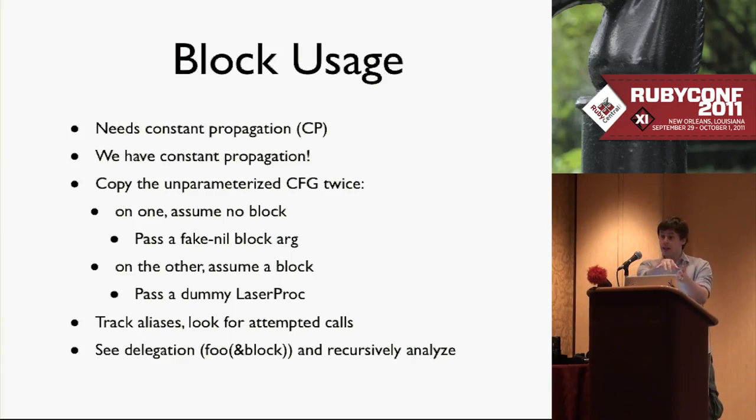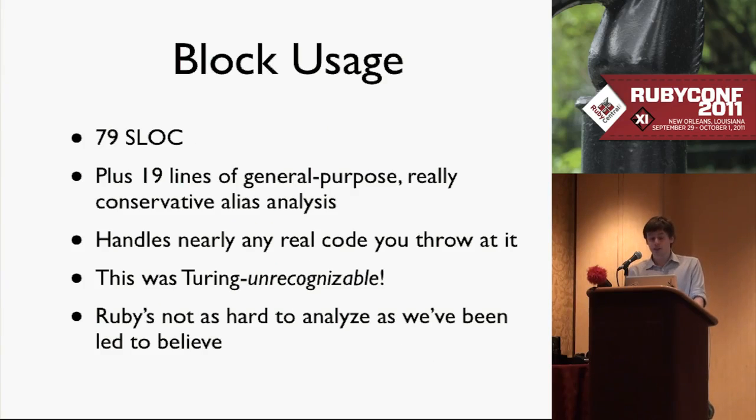By aliases here, I mean aliases through the method. So if you capture Proc.new into x and then set y to x, or call a method with it, it's a very conservative analysis, but it tries to make sure it can see if you've possibly called that block. If we see delegation, if you call a method with that as the block, we recursively analyze at that point. We then ask that method, hey, I passed you my block. Are you going to use it? Because I need to know. And this whole thing was 79 lines of code. There's 19 lines of a conservative alias analysis. I mentioned it here because I don't use it for anything else yet.